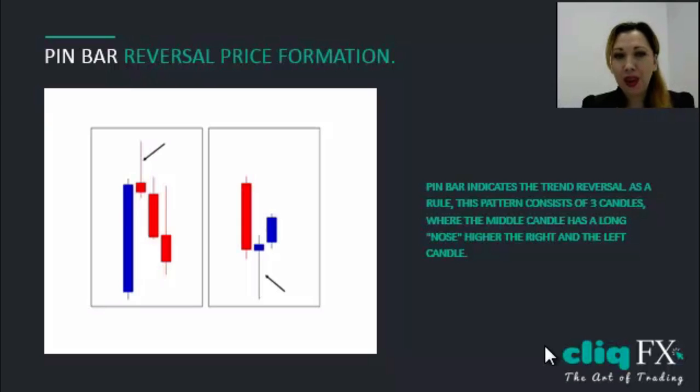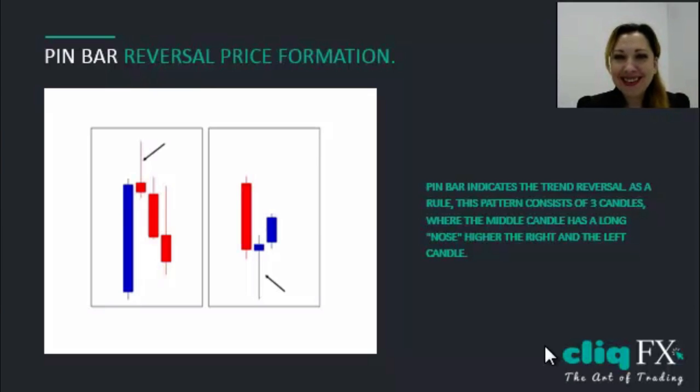Number 3. The body of the pin bar must be formed at the end of the pin bar, not in the middle of it. And number 4. The closing price of the pin bar must be lower than in the previous candle. It even must be inside of the previous high and low, because we are talking about reversal of upward into downward and at the same time downward movement into upward.